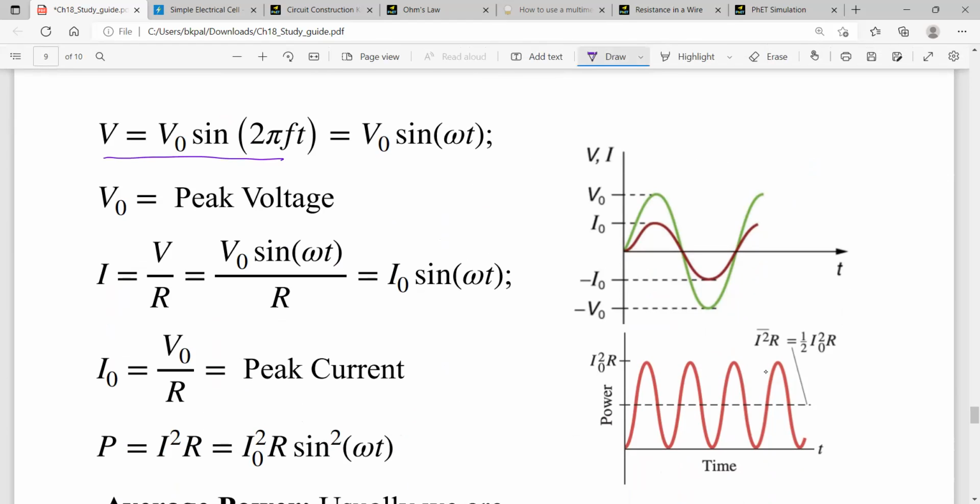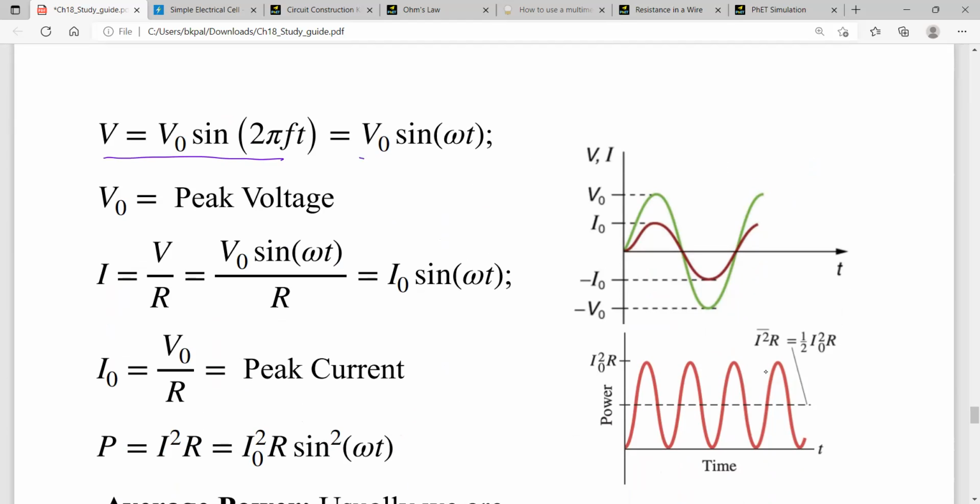V equals V0 sine 2 pi f t, or V0 sine omega t. So here f is the frequency. I believe you already remember it. So this is the frequency and this is the angular frequency omega, which is equal to 2 pi f. Okay, and V0 we don't call amplitude here. Instead we call it the peak voltage. So this is the peak voltage.